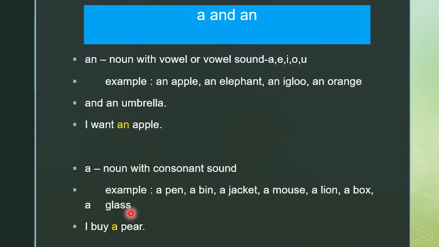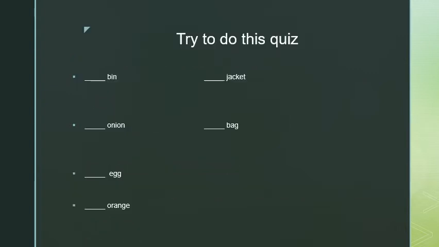Okay, now you look at the sentence. I buy a pear. So pear is a noun with a consonant sound, so you use a before pear. I buy a pear. Okay, now we go to the next slide, which is quantifiers. But before that, let's try to do this quiz.